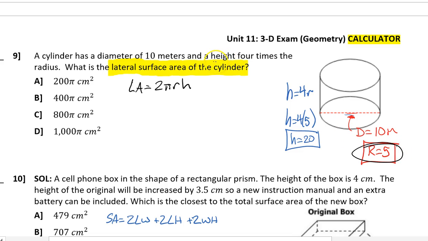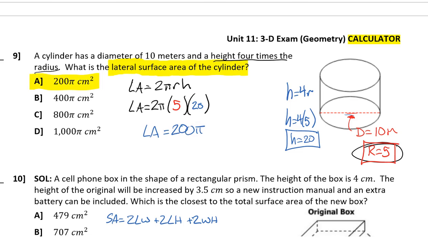Well, if my diameter is 10 meters, that means my radius is going to be 5. In the problem, it says the height is 4 times the radius. So h is equal to 4 times the radius. Well, if we know our radius is 5, 4 times 5 gives me 20. Substituting these values in, so 2 times pi times 5 times 20. We notice all of our answers are left in terms of pi, so I'm simply going to multiply 2, 5, and 20 together. 200 pi, answer choice A.